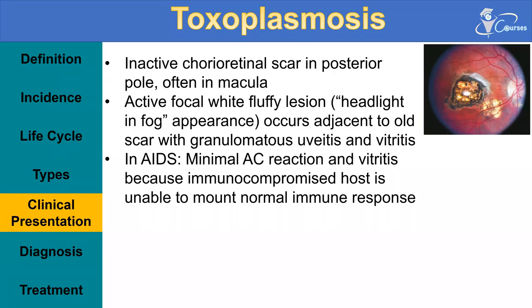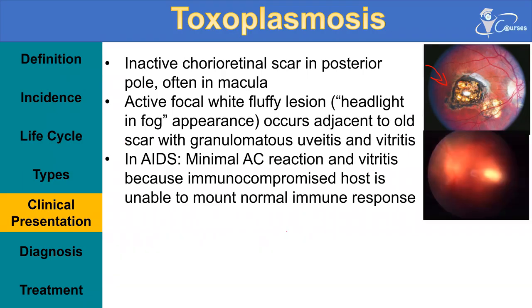It presents with a scar with punched out edges and variable pigmentation, can be single or multiple, and usually is present in the macula in close proximity to the optic disc. So this is a macular scar. It will cause diminution of vision if it is present in the macula, but no treatment is required here because it is just a scar. Or it can present with an active lesion.